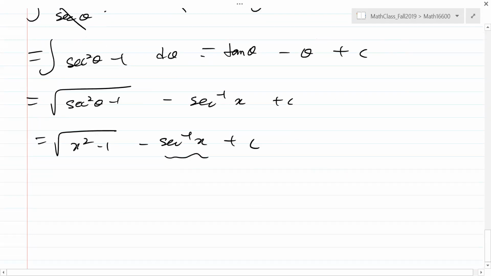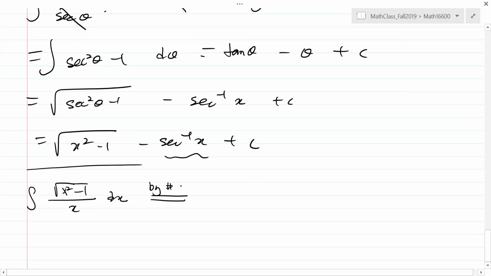Now, if we look at the back side of the book, this is a pretty standard integral. It's already listed, the answer. If you look at the back side of the book, it's formula number 41. Okay? It says that it's going to be square root of x squared minus 1, minus the arc cosine of 1 over x. And they put absolute value there. Okay, plus constant.